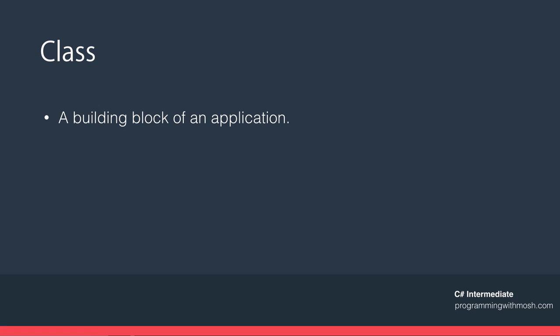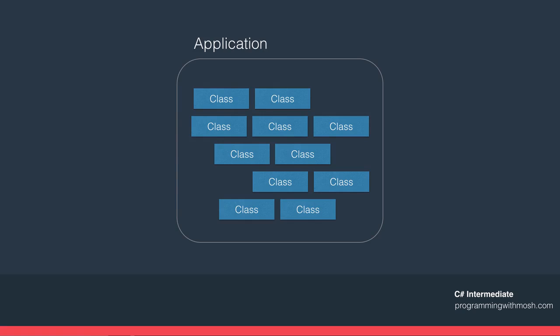So what is a class? A class is simply a building block of a software application. So in the real world, an application consists of multiple classes, each responsible for a particular behavior in the application. And overall, all these classes together will provide the behavior expected from the application.